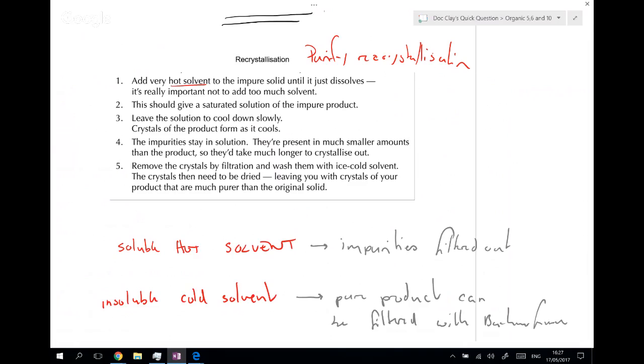I'm not going to go through the processes here because I think they're quite self-explanatory. But do ask if you've got any questions there about the recrystallization.